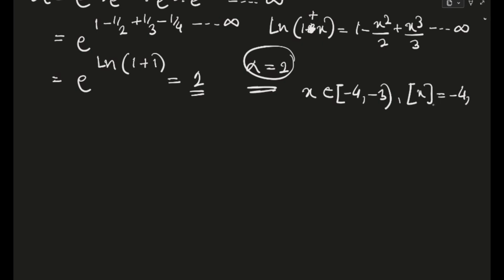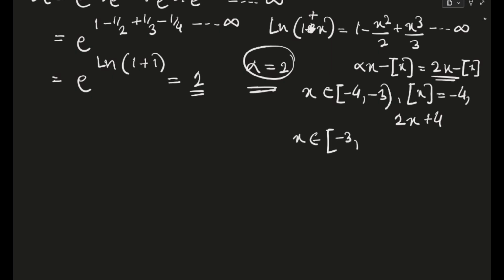So in that particular case, what we will be talking about is the expression 2x minus box x. We will be talking about to what values this thing evaluates, because that will be actually of prime importance. Okay. So for x equal to minus 4, this expression will be 2x plus 4. Similarly, for x belonging to minus 3 to minus 2, box x will come out to be minus 3.